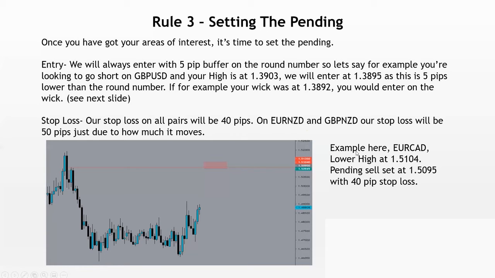So for example, guys, this example here, there is Euro CAD. The lower high within the market is at 1.5105. So what is your round number? 1.5100. You're adding a 5 pip buffer to that entry. Okay, so you're entering at 1.5095. And the next slide, guys, I'm hoping will clear this up for you.